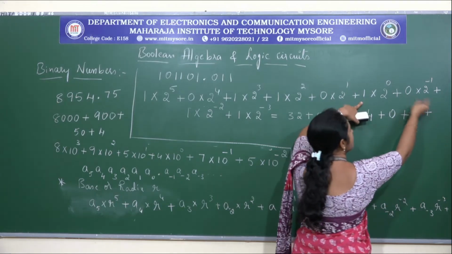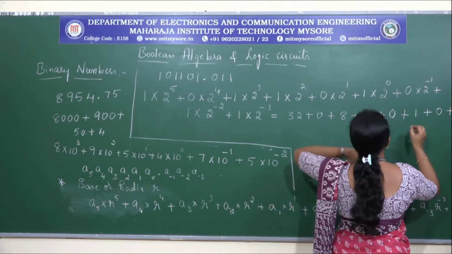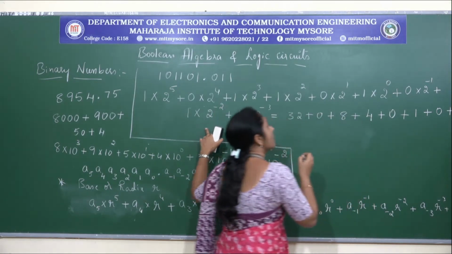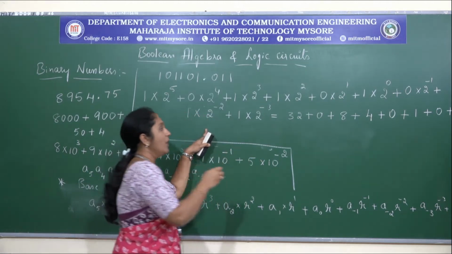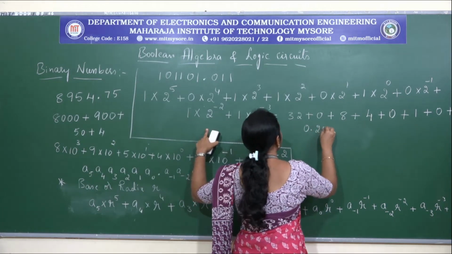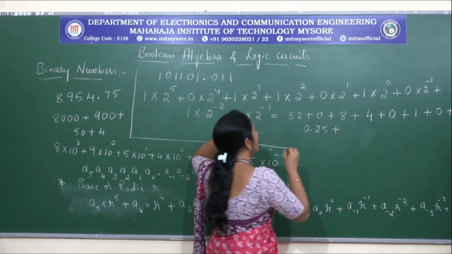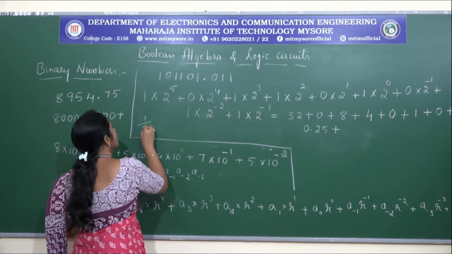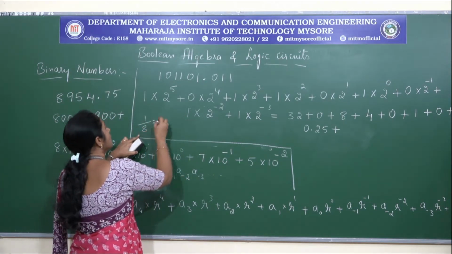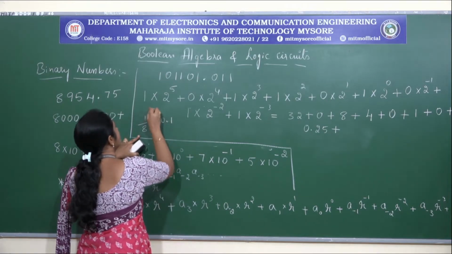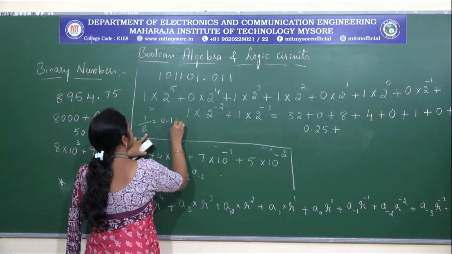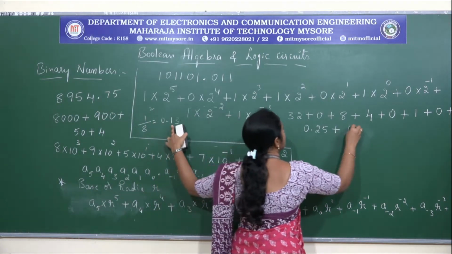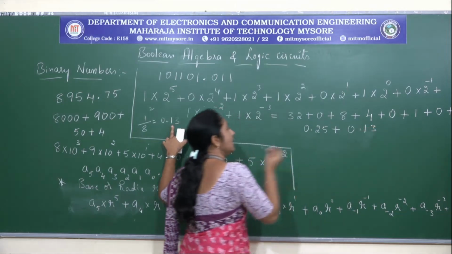Plus next we have 0 into 2 power minus 1. Plus next we have 1 into 2 power minus 2. 1 into 2 power minus 2 is 1 by 4. 1 by 4 is 0.25, plus 1 into 2 power minus 3. 1 into 2 power minus 3 is 1 by 8. So 1 by 8, its equivalent is around 0.13. If you want, you can consider one more digit.